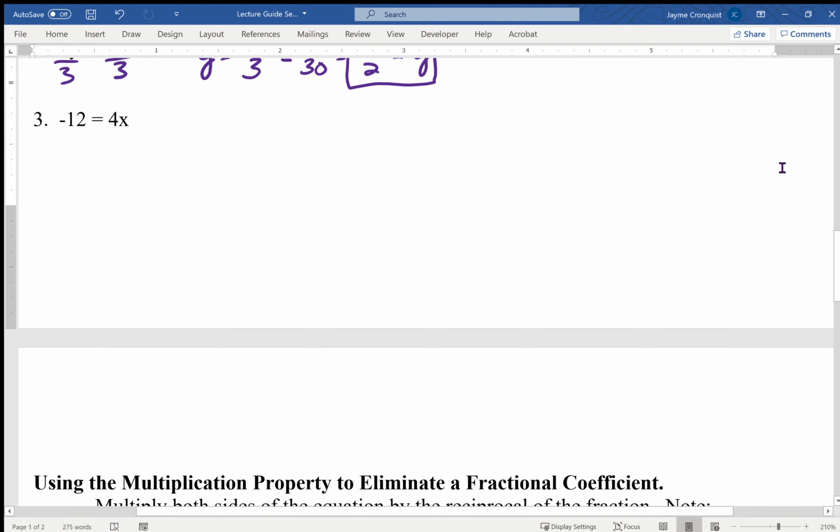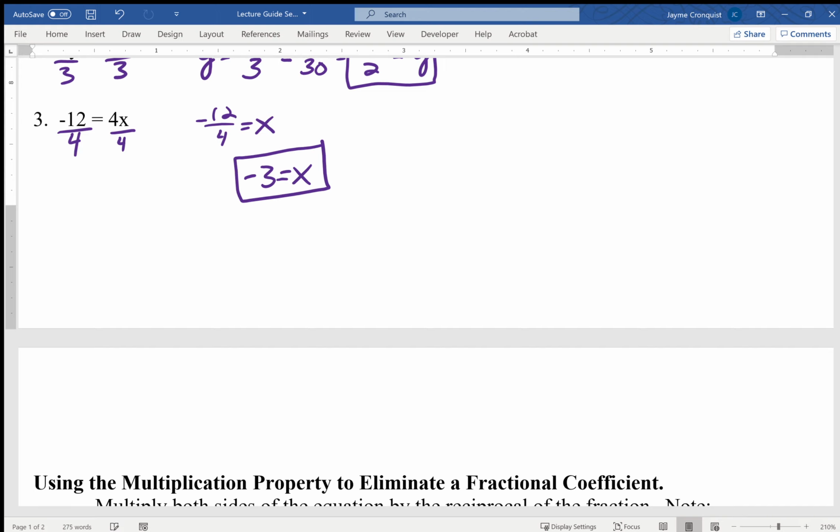All right. Here I'm going to divide both sides by 4. Well, at least that divides nicely. So I have negative 12 over 4 equals x. Sorry. Negative 12 over 4 is negative 3. There we go.